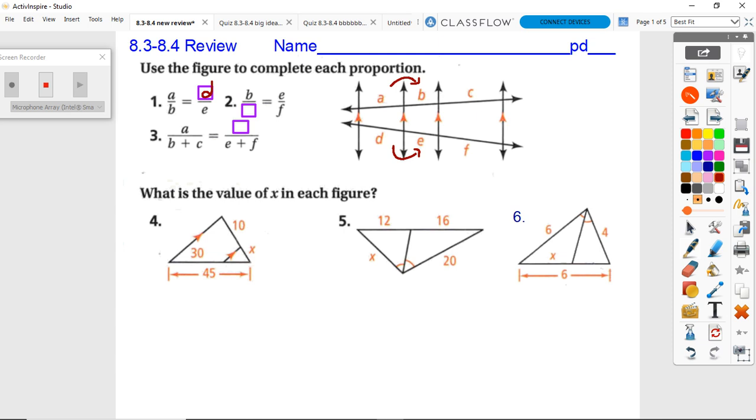And number two, we say, let's see, B is to what as E is to F. So E is to F as B would be to C.